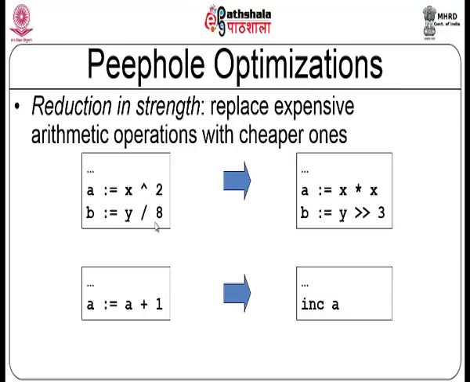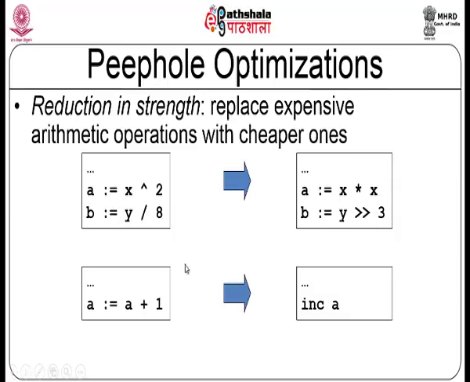So dividing by 8 will be right shifting by 3 positions. Similarly, multiplication by 2 is left shifting by 1 position. So I can use that logic to compute division as well as multiplication if I am dividing by a power of 2 or multiplying by a power of 2. So I have here B is equal to y divided by 8, that can be replaced with B is equal to y right shift 3.